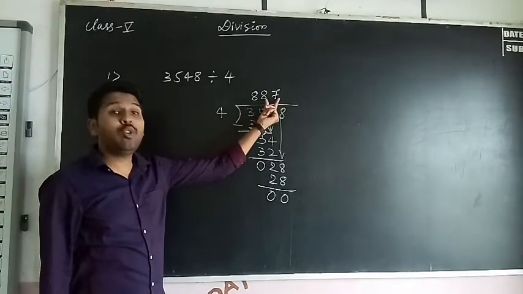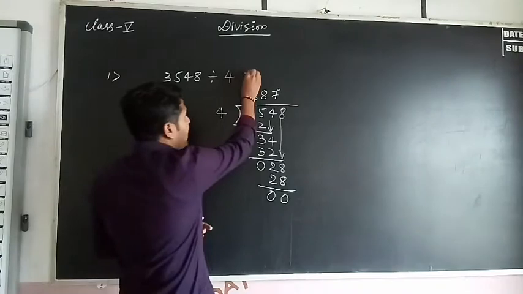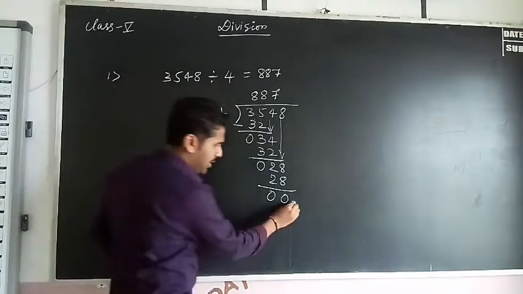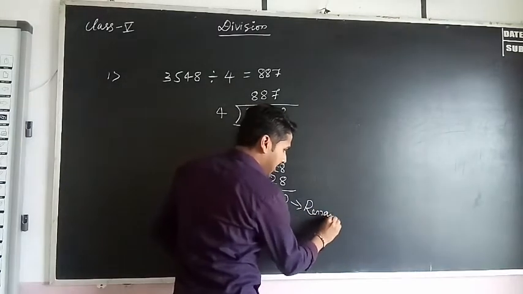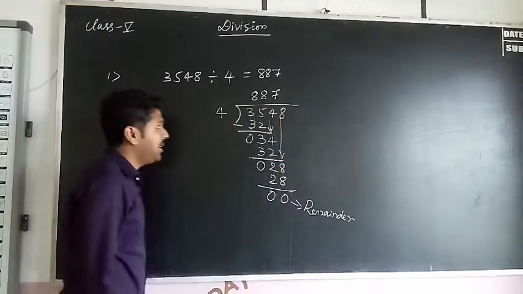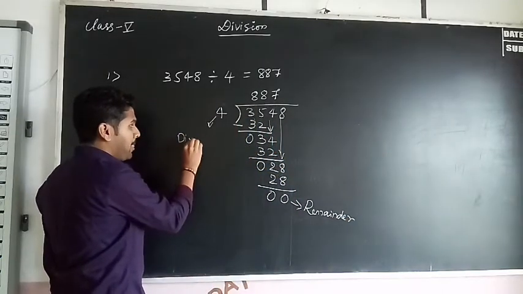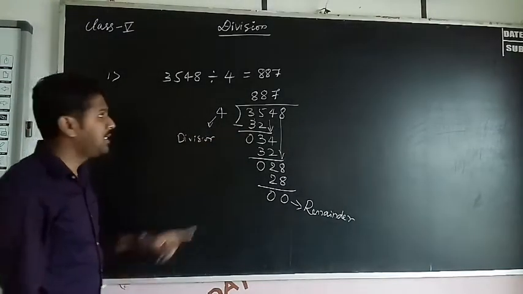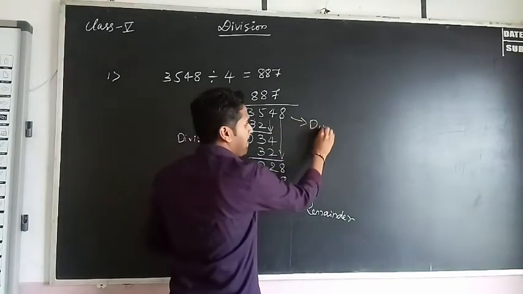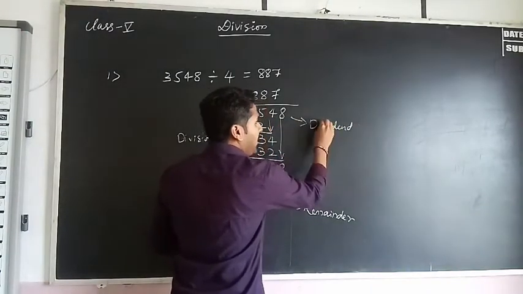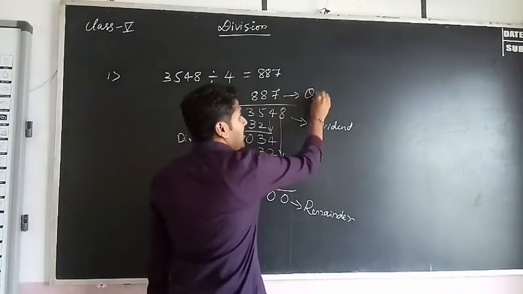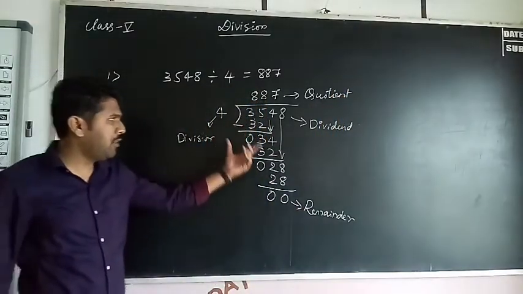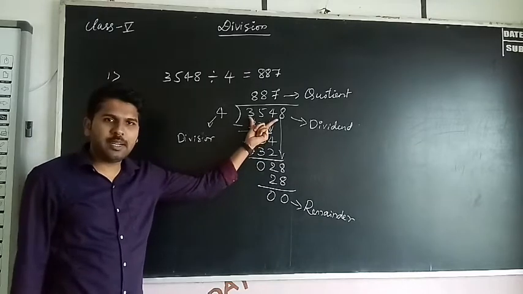So what will be the answer? 887. This we call the quotient. This is the quotient. So the answer will be 887. And this is the remainder. This is the divisor. Next, this is the dividend, and this one is the quotient. So this is the way of dividing a 4-digit number by a 1-digit number.